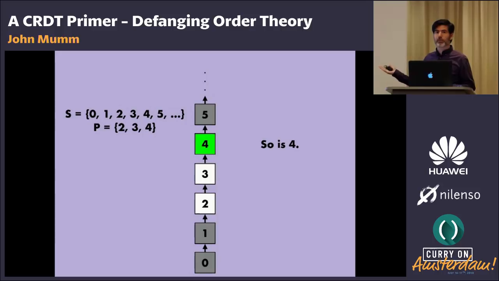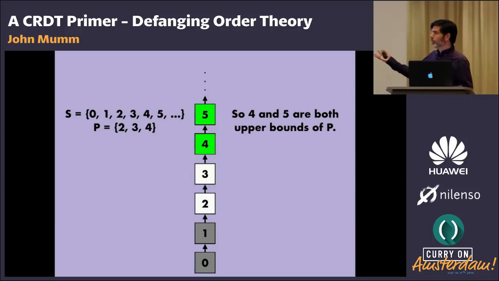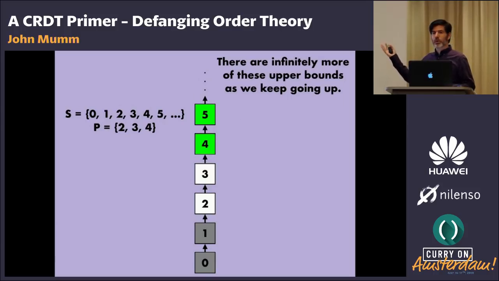And 4 is also an upper bound because, again, everything in our subset is less than or equal to 4, but 3 is not because 4 is in our subset and it's larger than 3. So we know that 4 and 5 are upper bounds, and it turns out that there are infinitely more of these as we keep going upwards.